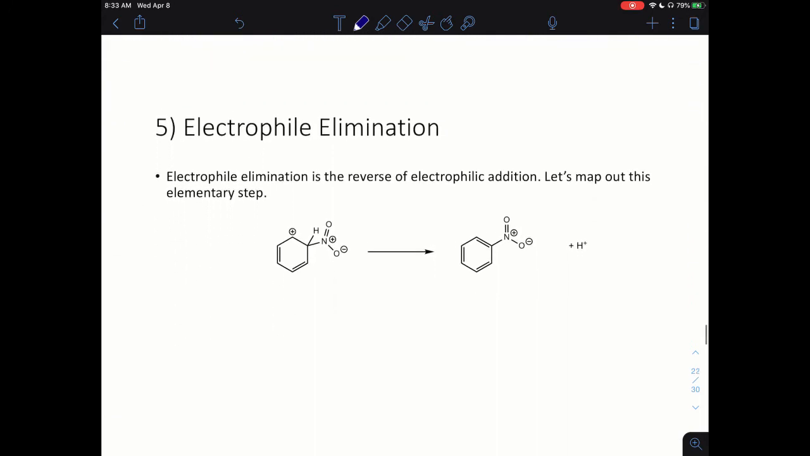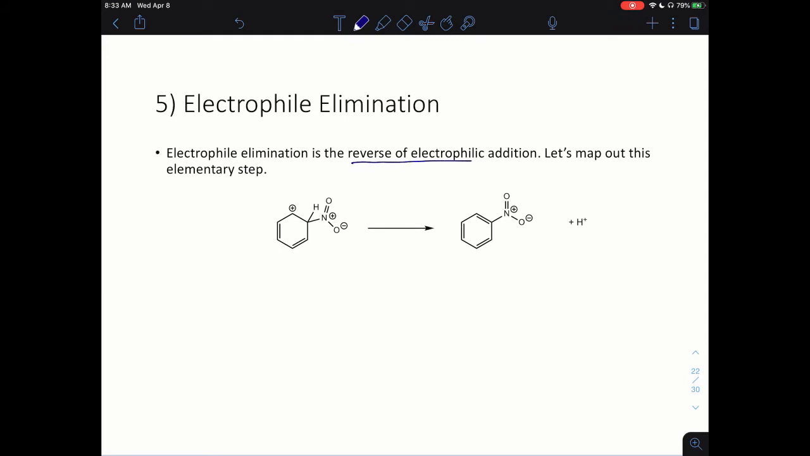Now, electrophile elimination, this is the reverse of electrophilic addition, just like coordination and heterolysis were microscopic reverses of one another. So in heterolysis, we just went backwards and it reformed these species. So coordination. Electrophile elimination is the reverse of electrophilic addition. So we're going to map this out.